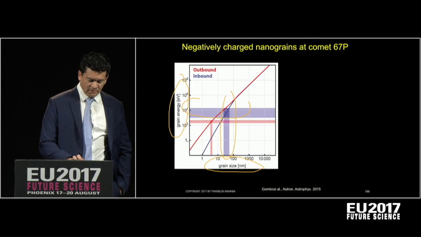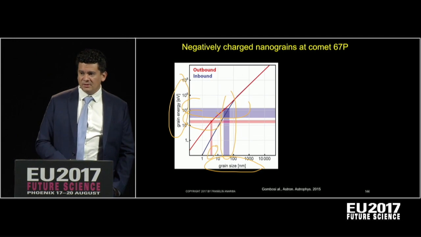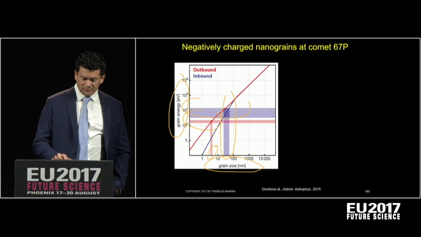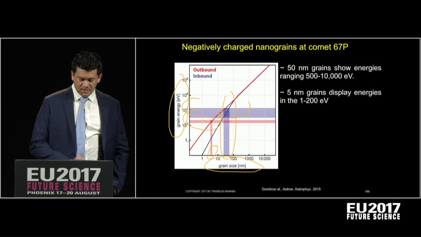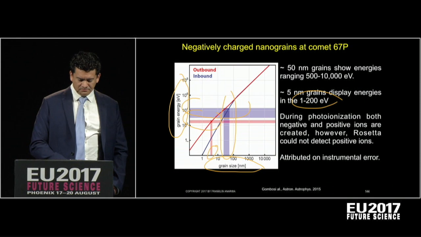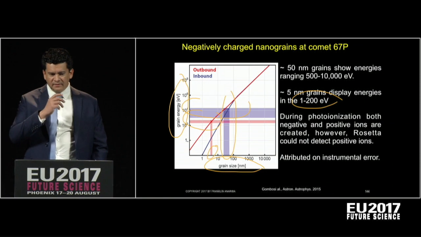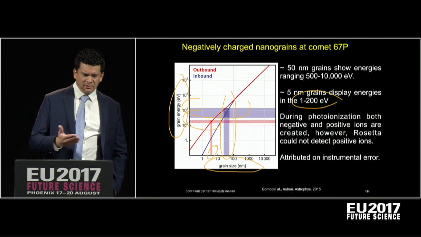So if we go a little smaller in size, about 5 nanometers, we see that we're talking about a few hundred electron volts of energy. So nanoclusters are also present. Like I mentioned to you, they range from 500 to 10,000 electron volts for approximately 50 nanometers, and from 1 to 200 for 5 nanometers. Now, in this work, they have Rosetta within a particular distance.